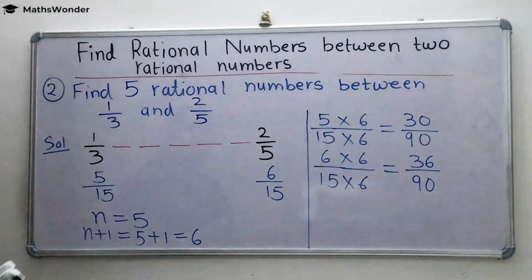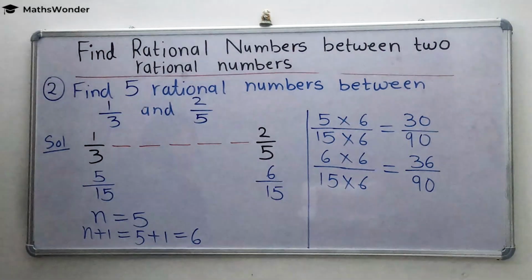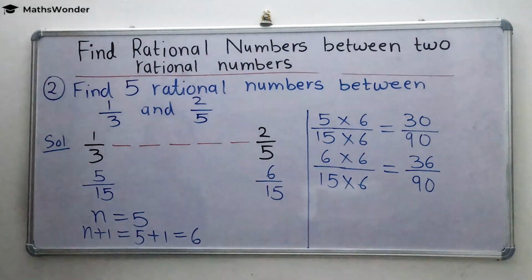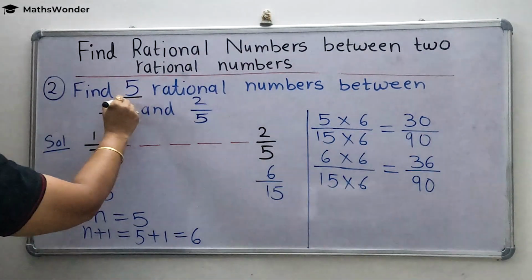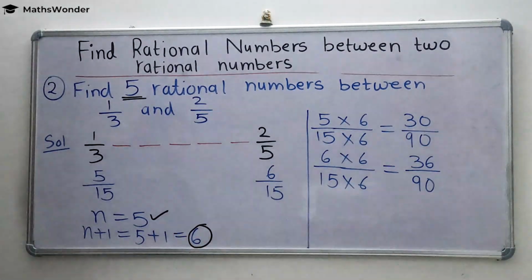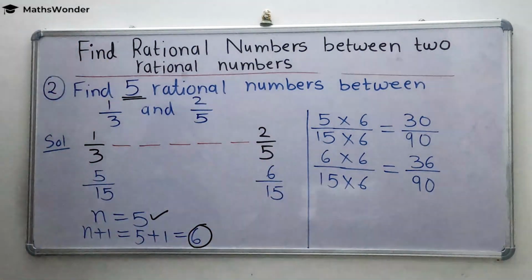So this is the second question. Find 5 rational numbers between 1 over 3 and 2 over 5. Now in this question, the denominator is not the same. So first you will make the denominators the same by taking the LCM. So it's 5 over 15 and 6 over 15 when you take the LCM. Now again, we need to find 5 rational numbers, so n is 5 and n plus 1 is 6. Now we'll use it in the question, 5 over 15 and 6 over 15.